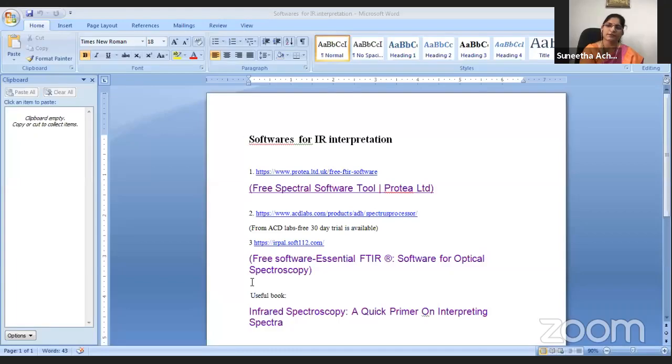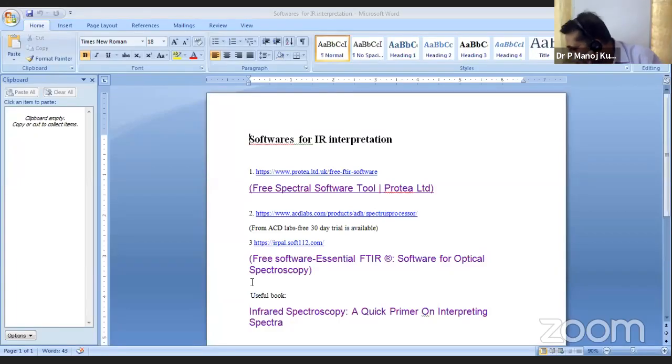So I request the participants, please get ready to come up with the questions to clarify your doubts. It's an interactive session. Please utilize it. Our speaker is ready to clarify.